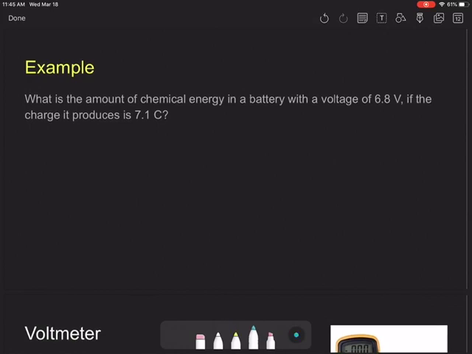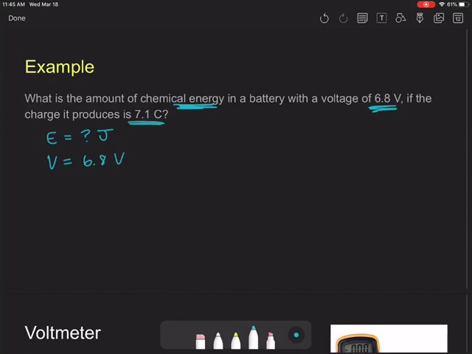The last example we have here is, what is the amount of chemical energy in a battery with a voltage of 6.8 volts, if the charge it produces is 7.1 coulombs? So we're looking for our E. Our E is our unknown here, and our E is measured in joules. So we have some unknown amount of joules. We are given 6.8 volts, and we know volts is the potential difference or voltage. And we have 7.1 coulombs, which represents our amount of charge.